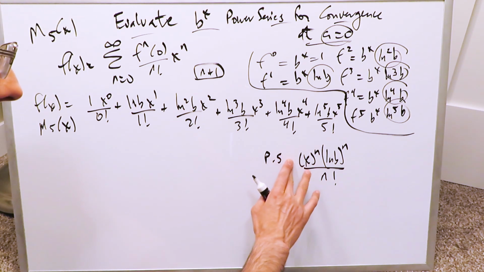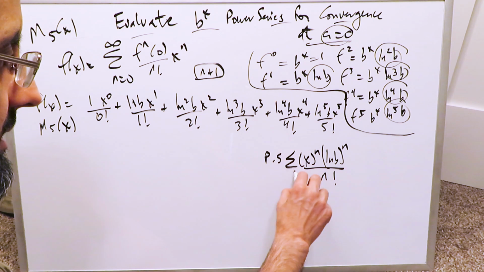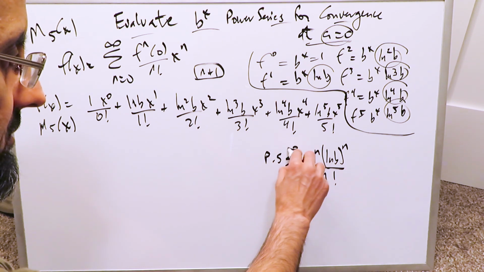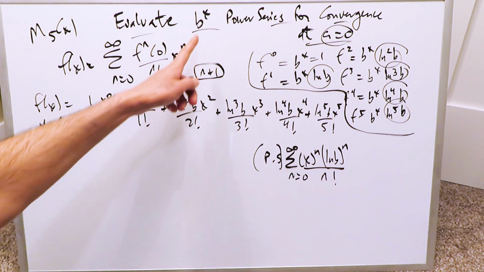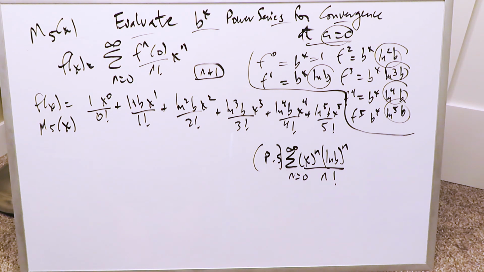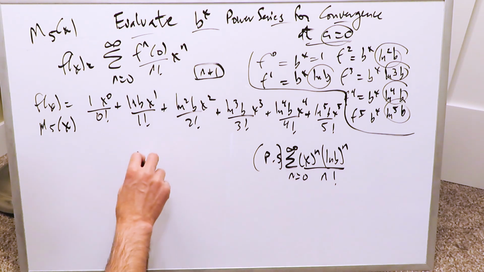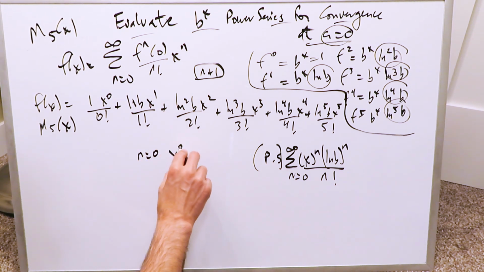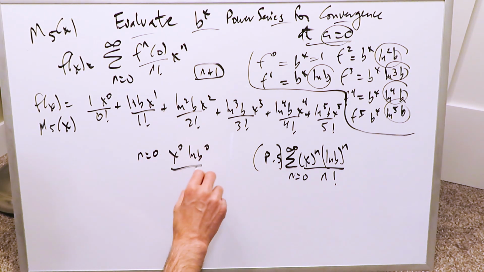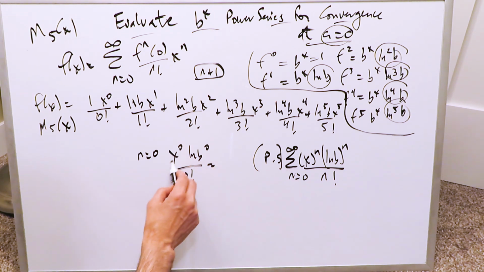And if you want to be a little bit more careful here, from n equals 0 up to infinity, that'll be a power series for this function right here, and it should be good. You can test it out for the first 1 or 2 terms just to make sure everything is good. When n is equal to 0, you'll have x to the power of 0, natural log b to the power of 0 over 0 factorial. What will this give you?